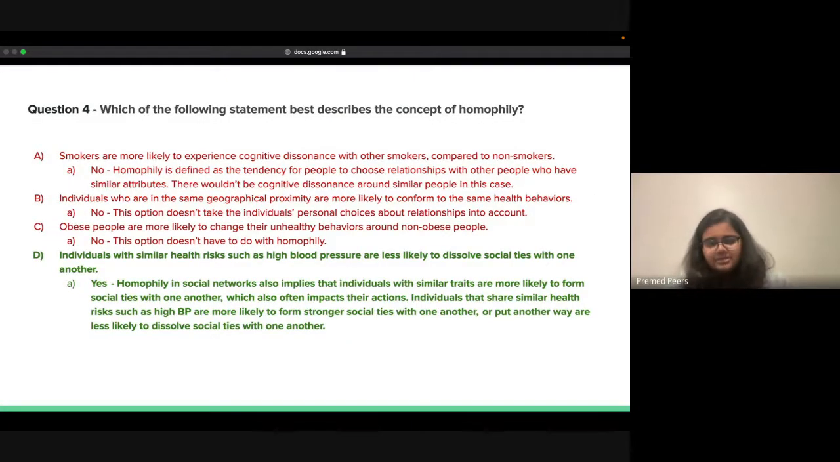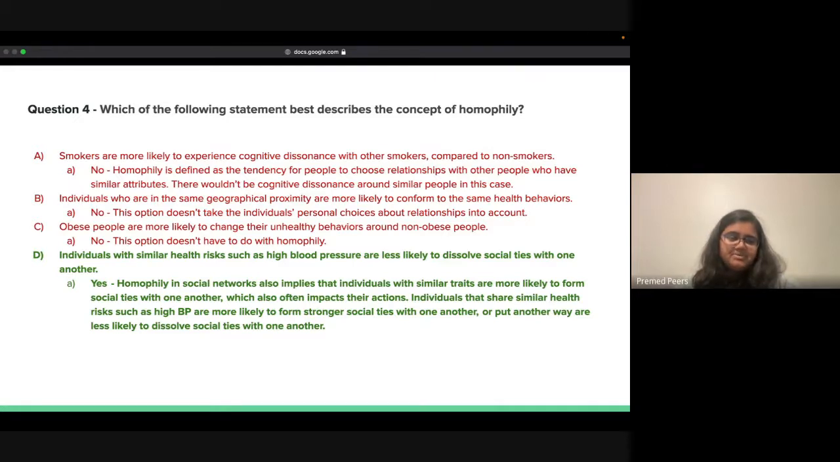So let's just again go through the options and see why certain things are correct and certain things aren't. A, smokers are more likely to experience cognitive dissonance with other smokers compared to non-smokers. So that's not correct because homophily, as we infer and as it's defined, is the tendency for people to choose relationships with other people who have similar attributes. So there wouldn't be cognitive dissonance around similar people in this case. B, individuals who are in the same geographical proximity are more likely to conform to the same health behaviors. No, this option doesn't take the individual's personal choices about relationships into account, so it doesn't have to do with homophily.